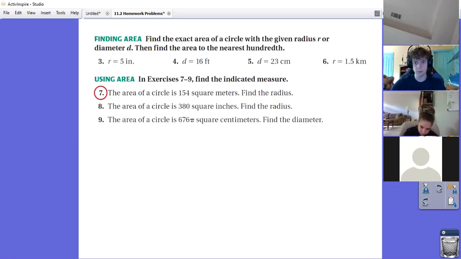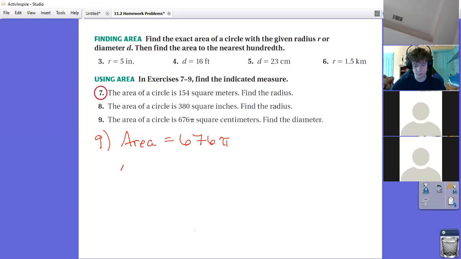All right, number 9. On my notes, I don't have it worked out on here because I just want to walk you through it. So here it says in exercises 7 through 9, find the indicated measure. For number 9, the area of the circle is 676 pi square meters. So we know the area is equal to 676 pi, and we want to find the diameter. The formula for the area of a circle is pi r squared. In order to find the diameter, because the diameter is twice the radius, we have to find the radius. So I'm going to plug in what I know.